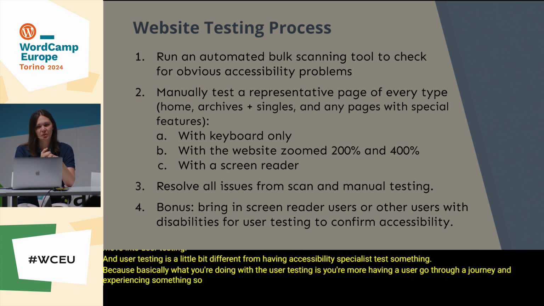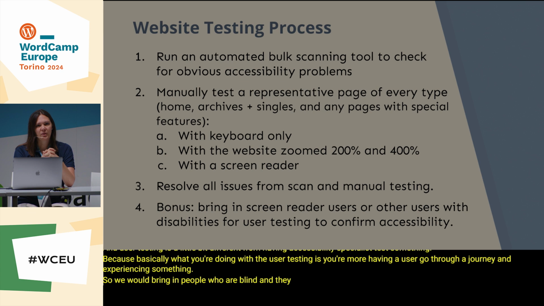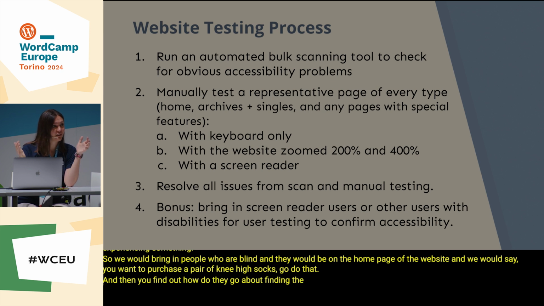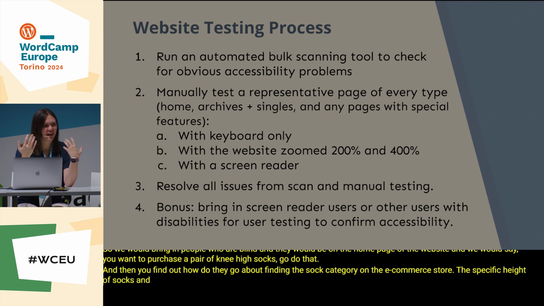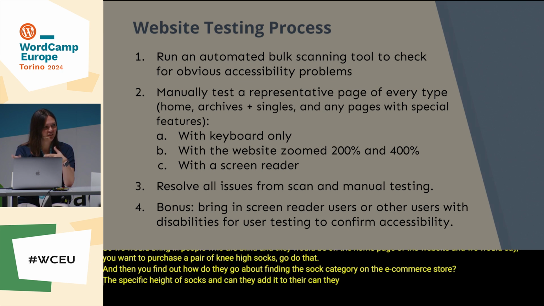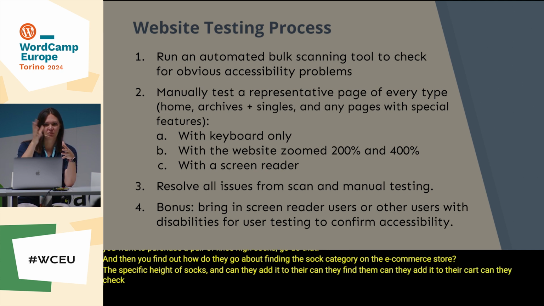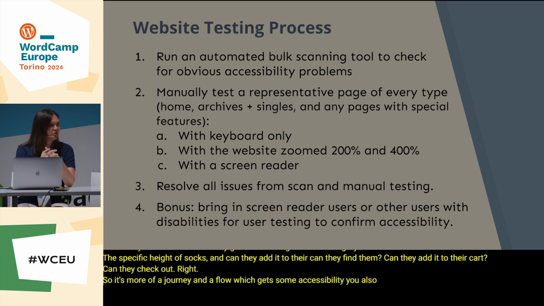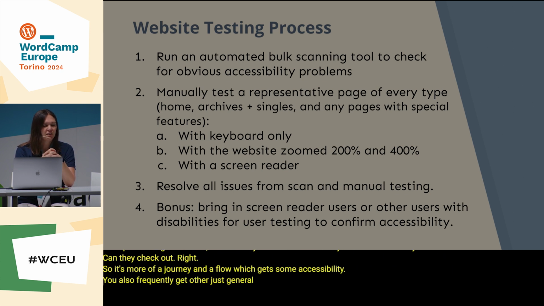So we would bring in people who are blind, and they would be on the homepage of the website, and we would say, you want to purchase a pair of knee-high socks, go do that. And then you find out, how do they go about finding the sock category on the e-commerce store, the specific height of socks, and can they find them, can they add it to their cart, can they check out, right? So it's more of a journey and a flow, which gets some accessibility. You also frequently get other just general UX things out of that.